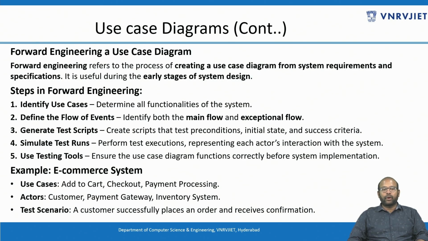So this is about the forward engineering steps. Like you are identifying the use cases, you are defining the flow of events, and you are generating the test scripts. Also you are simulating the test runs, and finally, all the information from the tools you use to test will be maintained as the main flow of events and exceptional flow of events. When you take the example of e-commerce, what use cases do you have? One is add to cart, second checkout, third payment processing. Who are the actors involved in this processing? One is customer, second payment gateway, third inventory system.